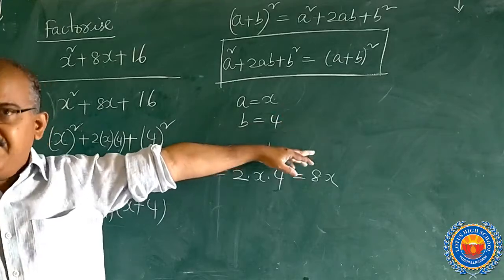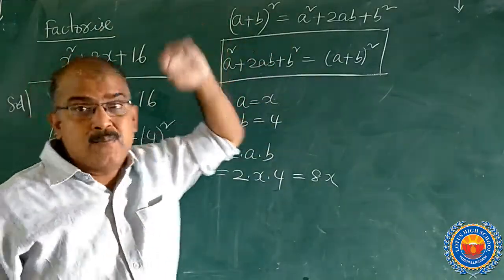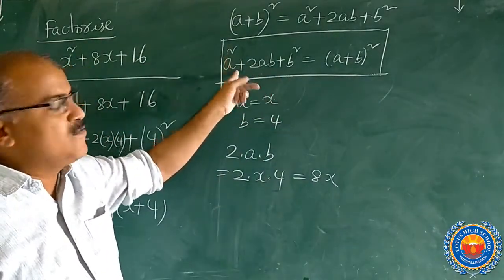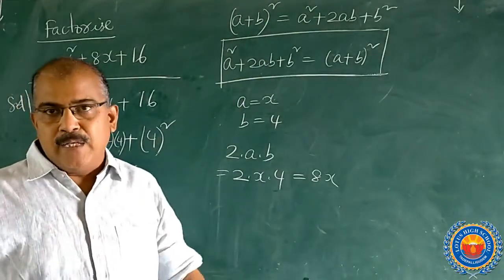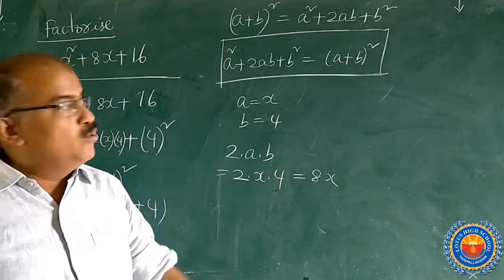This is the first sum, by using a square plus 2ab plus b square is equal to a plus b whole square. If it is multiplication, you read this formula: a plus b whole square is equal to a square plus 2ab plus b square. If it is factorization, better to read this: a square plus 2ab plus b square is equal to a plus b whole square. This is the first sum by using the perfect squares.